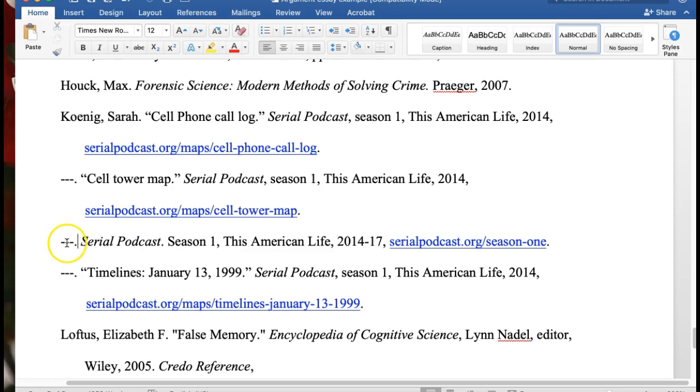So I know that she is using Serial here. She shortened Serial Podcast because the name of the podcast is actually Serial. So she used the last name and the first item. If she used something from the cell tower map, she's going to put Koenig, cell tower. She's going to shorten it so it's not long. So just the first couple of words or the first word tells me, as someone who's grading and reading her work, that this is where she got the information. Again, if she's going to use something from the timeline, she'll use Koenig and then timelines.